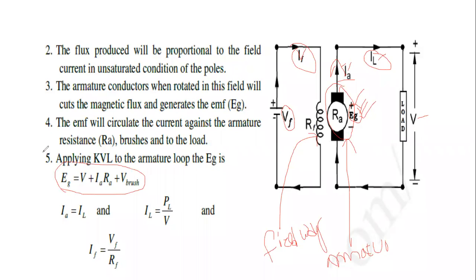In this separately excited case, IA is equal to IL. Why? Because the same current will be flowing through the load. There is no division of the current.